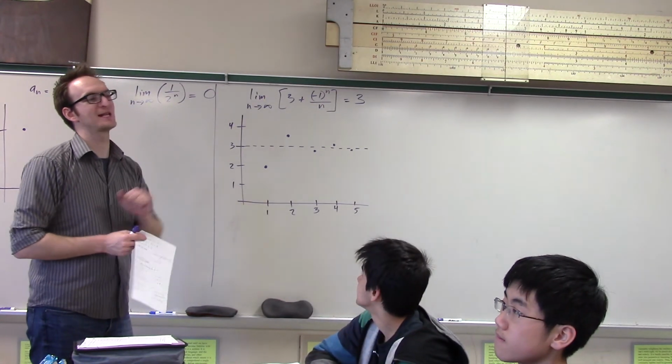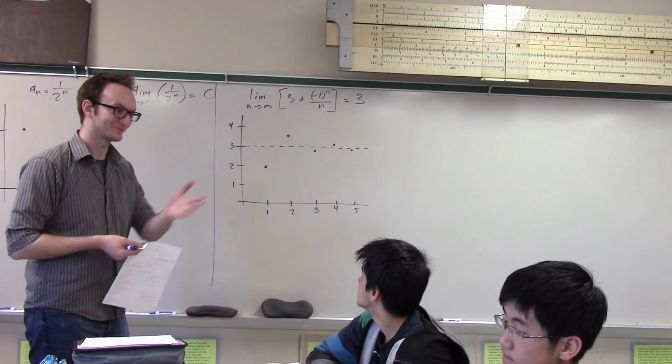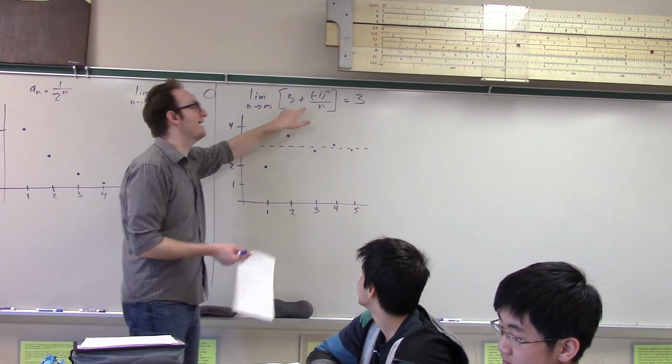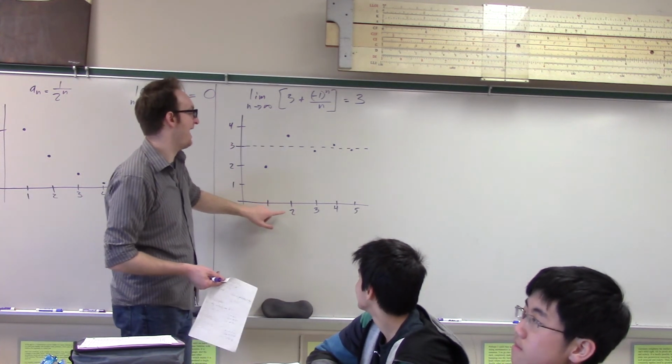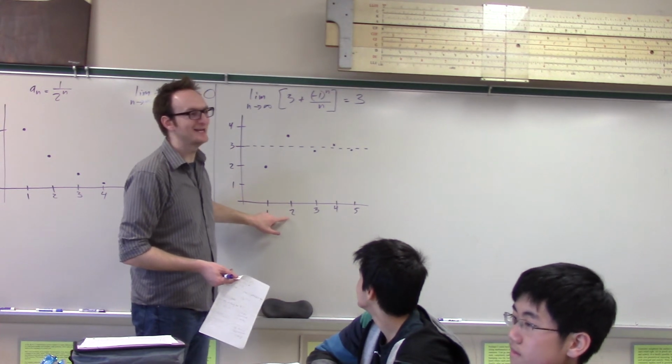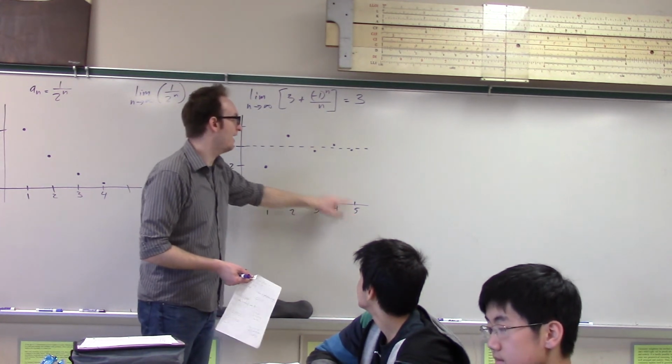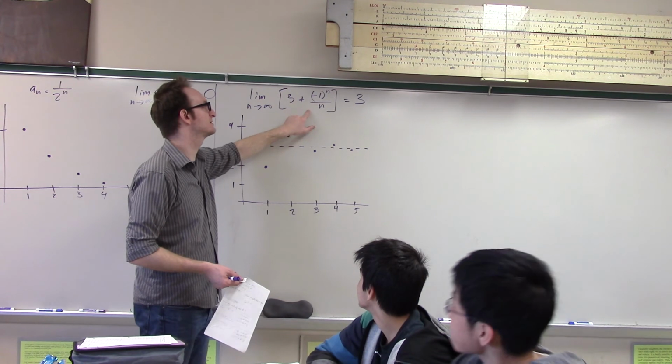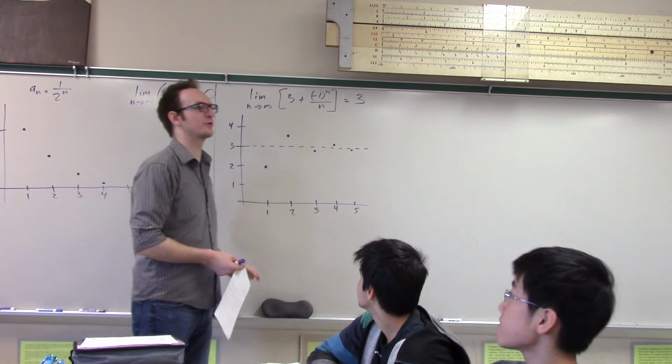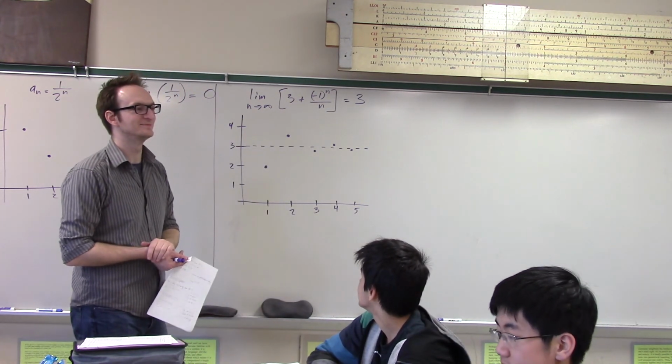Or maybe even you could say, what does that even mean? Well, what that means is that as n gets bigger and bigger, the terms of this sequence get closer and closer to 3. How do you know?